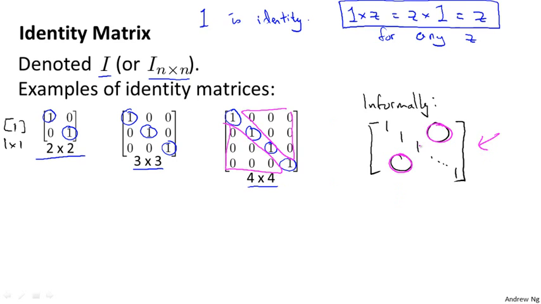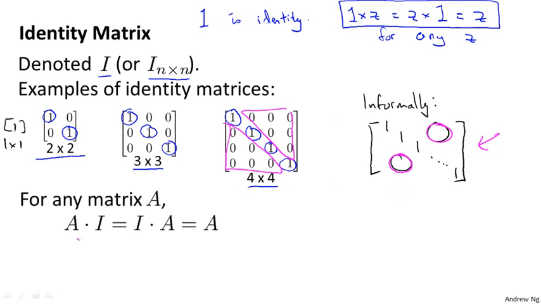It turns out that the identity matrix has this property: for any matrix A, A times I equals I times A equals A. That's a lot like the equation we had up here, right? 1 times z equals z times 1 equals z itself. So I times A equals A times I equals A.